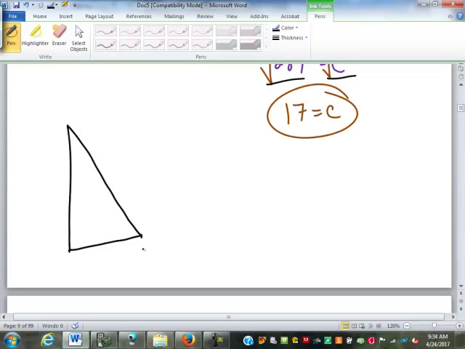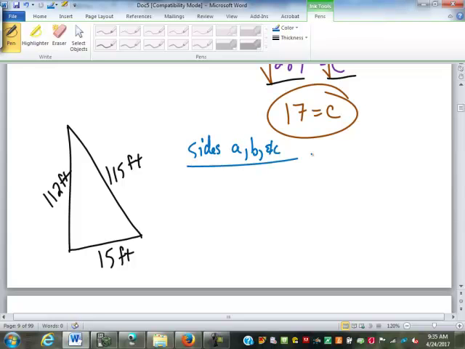This can also be used for testing to see if a triangle is a right triangle. So let's say this is 15 feet here. Is this a right triangle? Well, to test it, I need to know which sides are going to be sides A, B, and C. And I usually start out by locating side C. C, remember, is the hypotenuse.